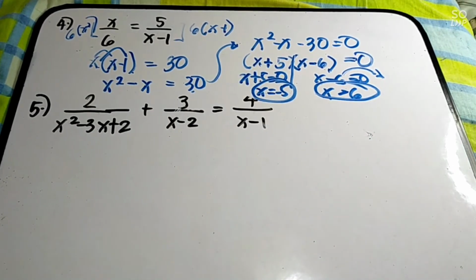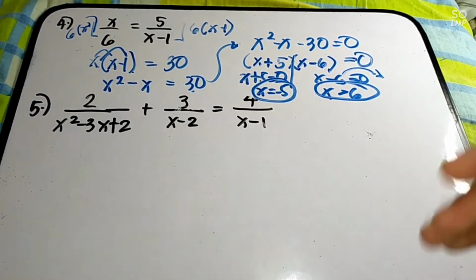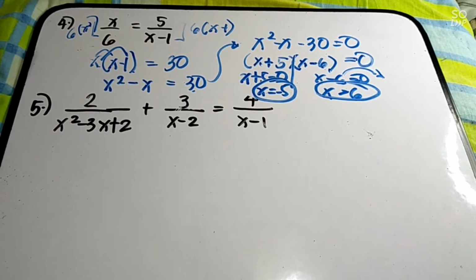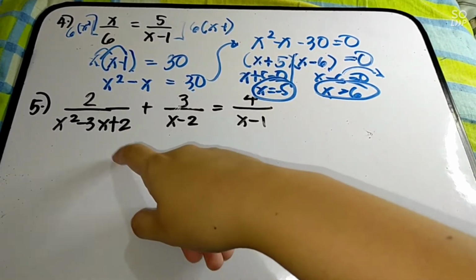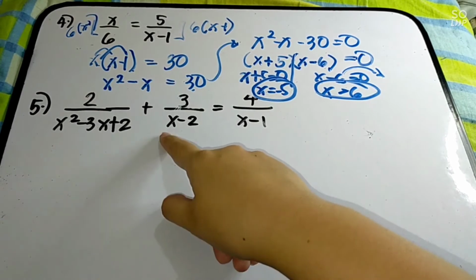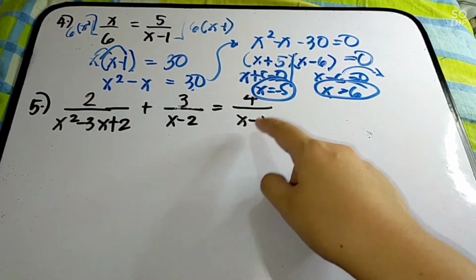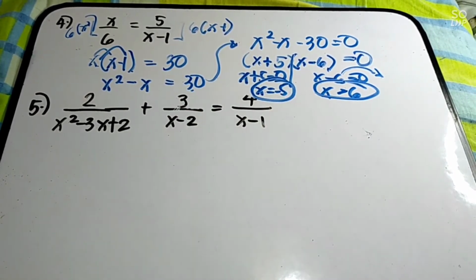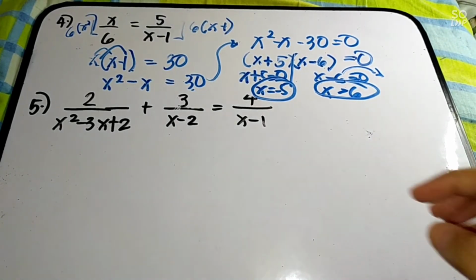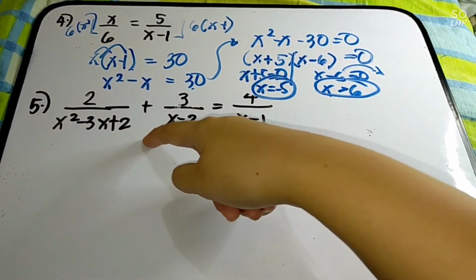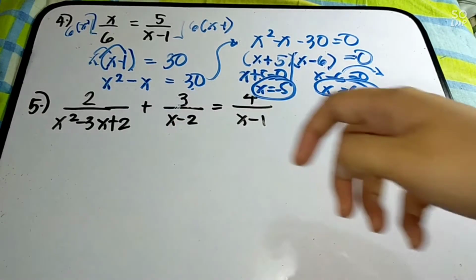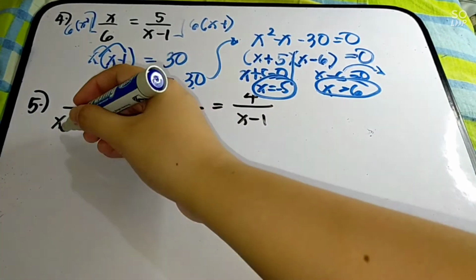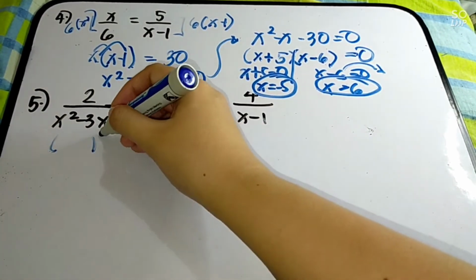So, that is for number 4. Let us have for number 5. We have 2 over x squared minus 3x plus 2 plus 3 over x minus 2 is equals to 4 over x minus 1. So, as you can see, meron ditong trinomial. So, ang gagawin mo dito, pa-factor mo muna yan. Factor muna natin para makuha natin yung LCM niya.